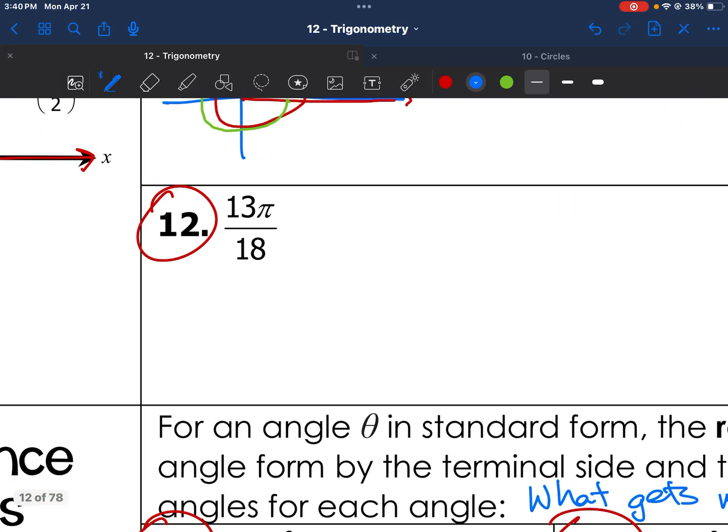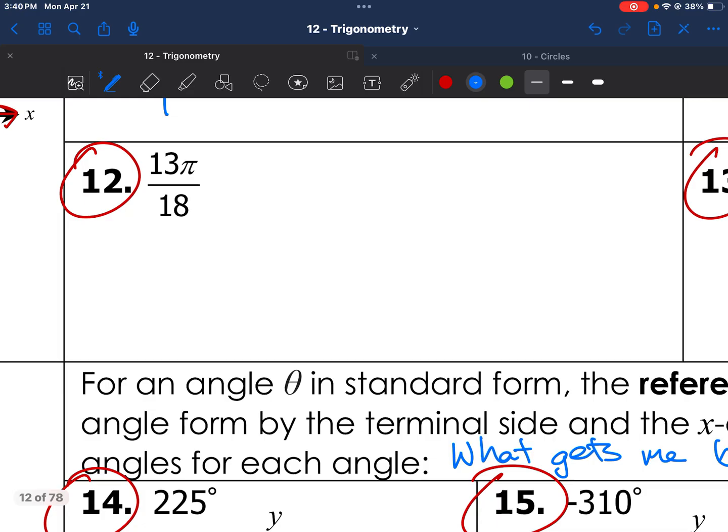Now we can still do this process with radians as well. We just have to think about what we are now adding and subtracting instead. So 13 pi over 18 radians. Now, the last ones I was adding and subtracting 360 degrees to get my coterminals. Well, keep in mind that 360 degrees is equal to 2 pi radians. So instead, if my angle is in radians, I'm not going to add 360 to it. I am going to add or subtract 2 pi radians.